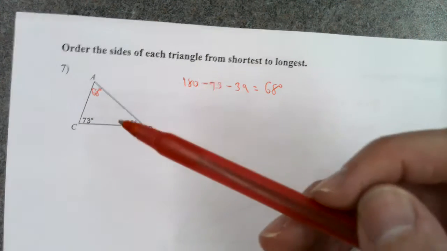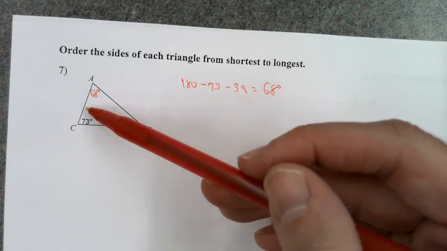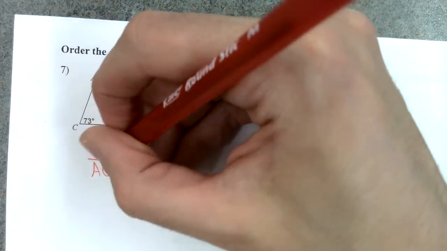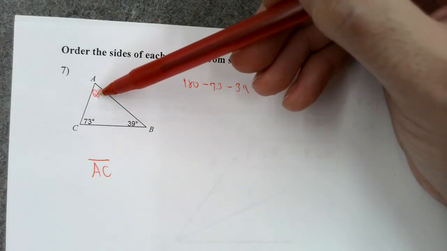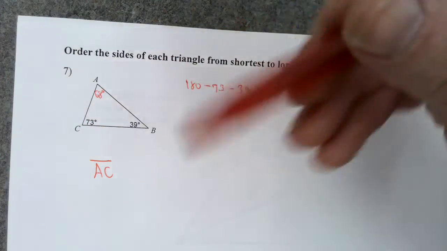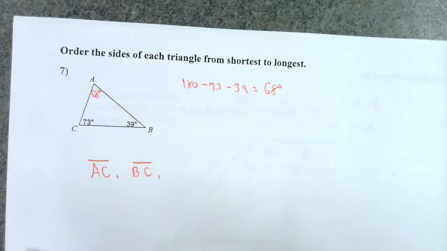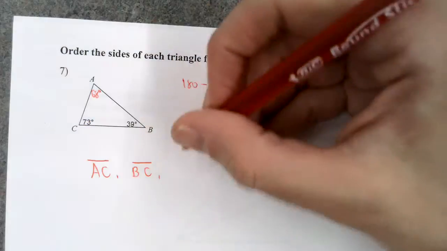And the shortest side is across from the smallest angle. So 39 is the smallest angle. So the shortest side will be across from that. It'll be AC. The medium size angle is 68. So the medium length side is across from that, which is BC. And then the longest side is across from the biggest angle. So this is the biggest angle. So the longest side is AB.